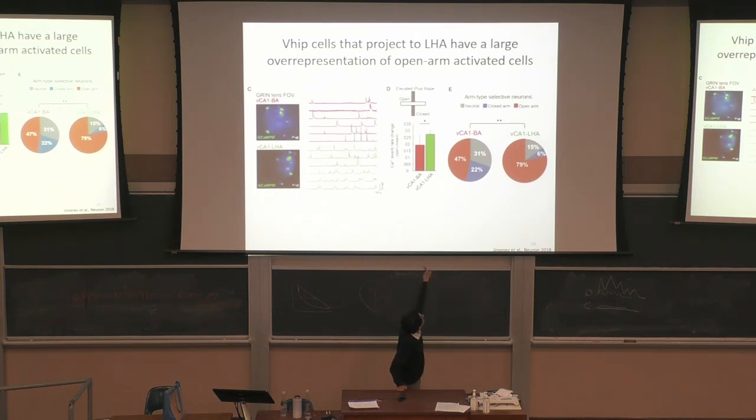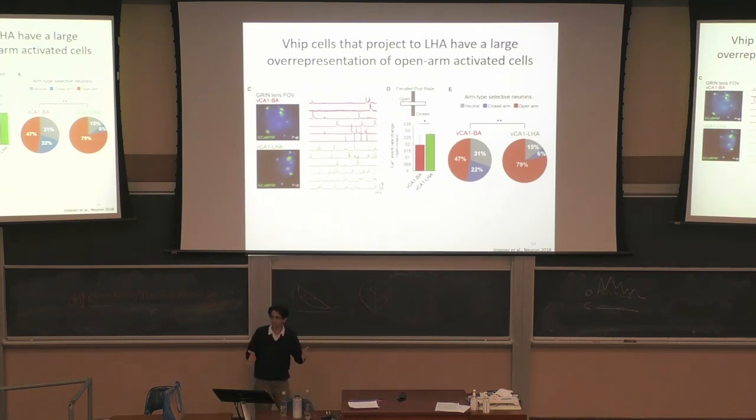And here they show that a staggering 80% of cells that project to hypothalamus are more active in the open arms. And a big chunk, which is 47% of the cells that project to amygdala, are more active in the open arms, but it's way more in the cells that project to hypothalamus. So here we're seeing something interesting, right?